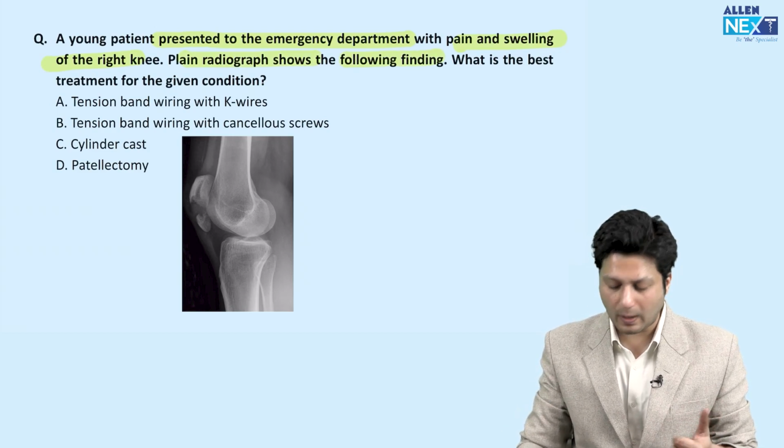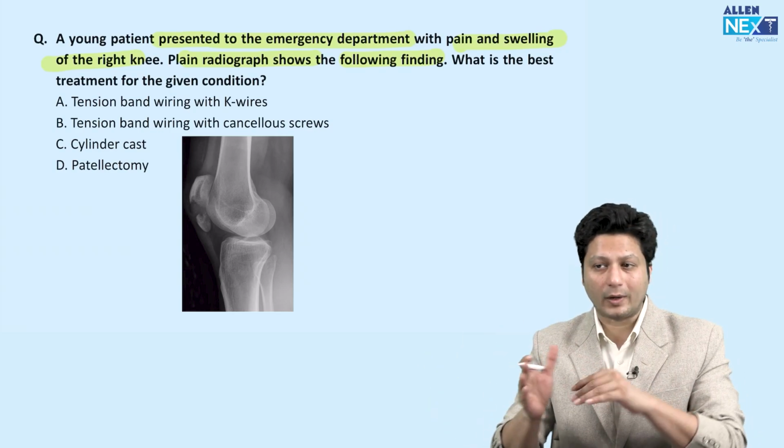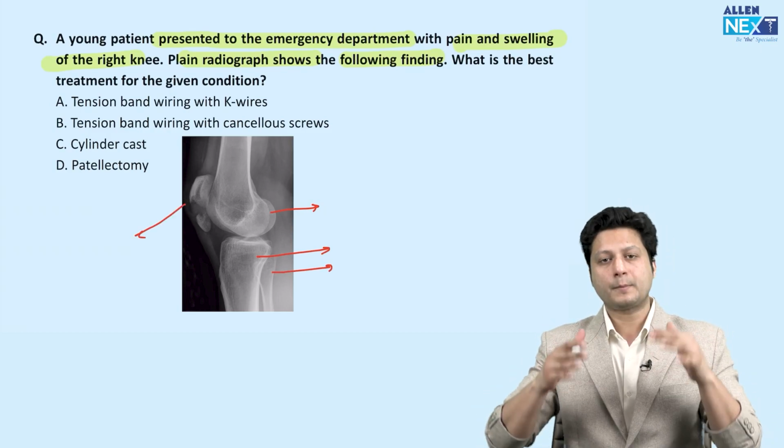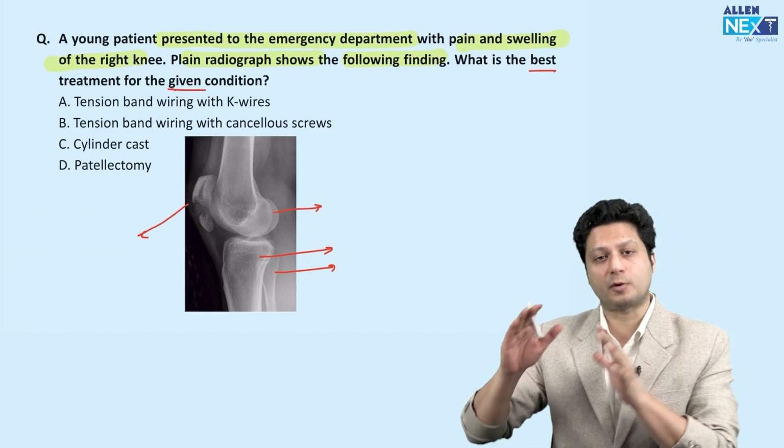Now, first of all, you have to identify what is being provided in the X-ray. This is the X-ray of the knee joint, lateral view, because the distal end of the femur, proximal end of the tibia, the proximal end of the fibula and the patella, all of them are visualized. That means it is the lateral view. Now, what is the best treatment for the condition which is provided to you?